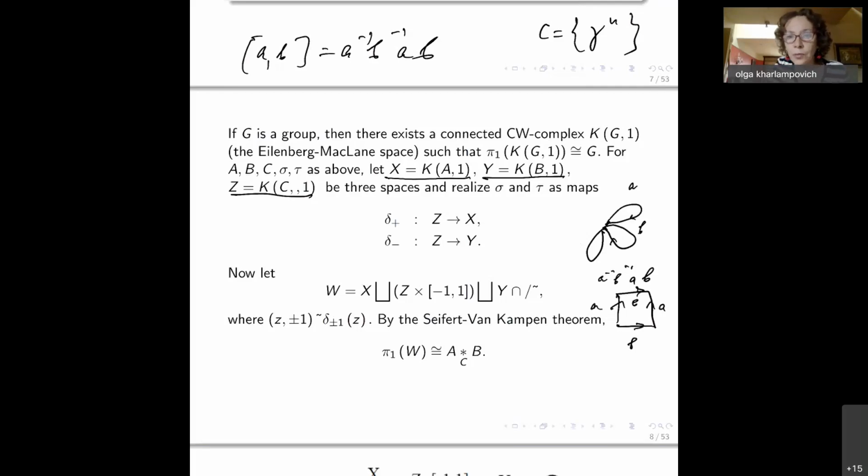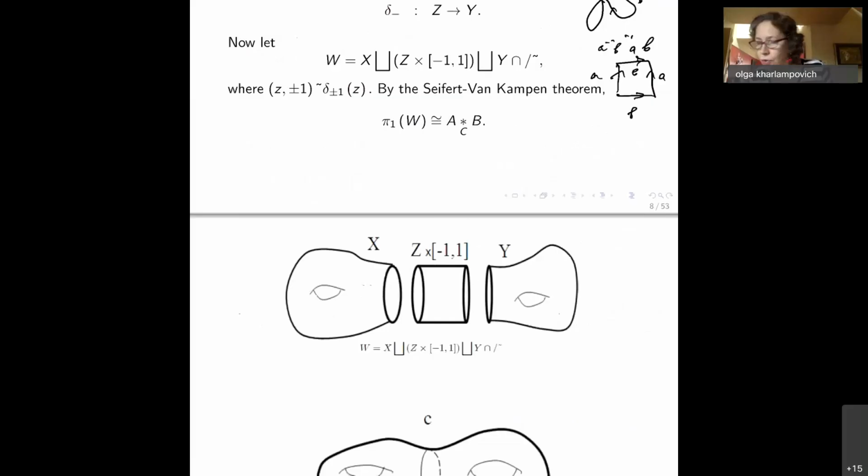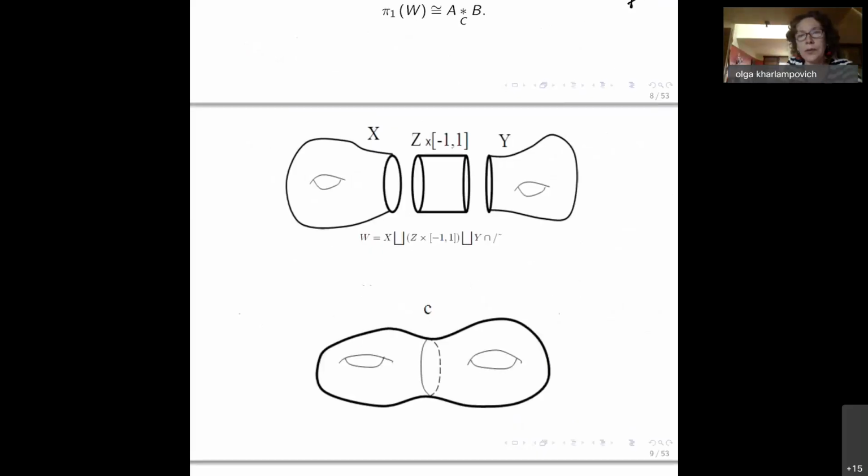Now we can take the disjoint union of X, Z, and the cylinder, which is the direct product of Z and the unit interval, and Y, and take the quotient over this equivalence relation. Let me just show it here. So it's basically how I'm constructing this surface.